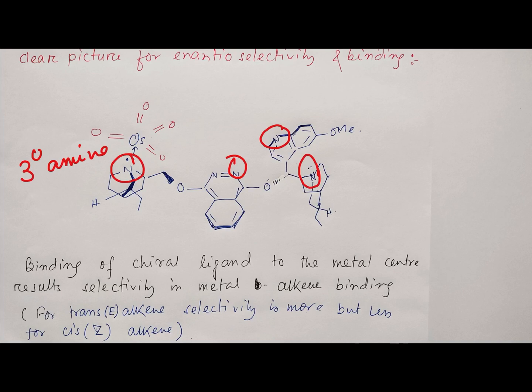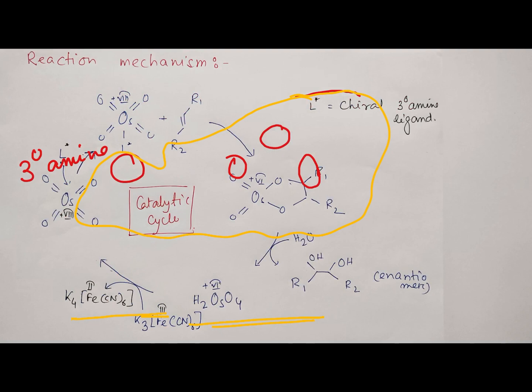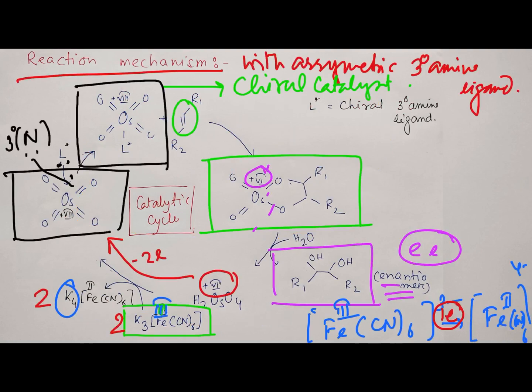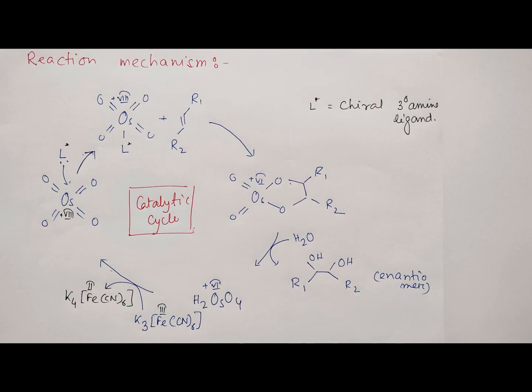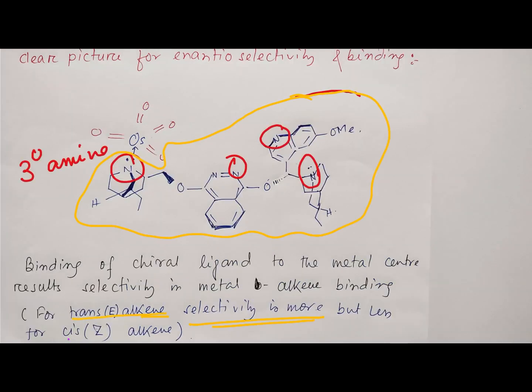See, the osmium center is crowded, surrounded by this big ligand, so this big ligand will provide this molecule a chiral environment, which is responsible for the chiral product. By the way, selectivity is more for trans-alkene, but less for cis-alkene. That is the reason I have shown the mechanism here with trans-alkene. You may be confused: sir, what about cis-alkene?